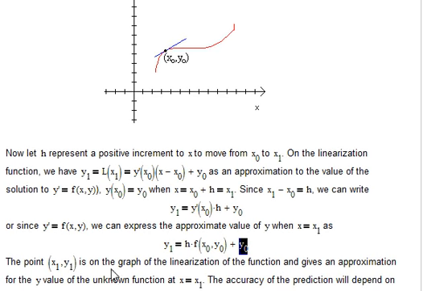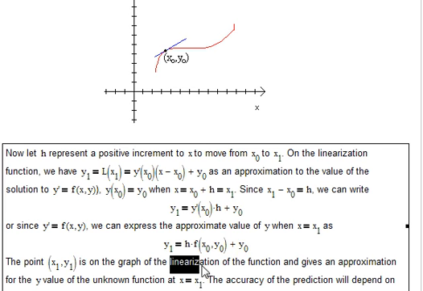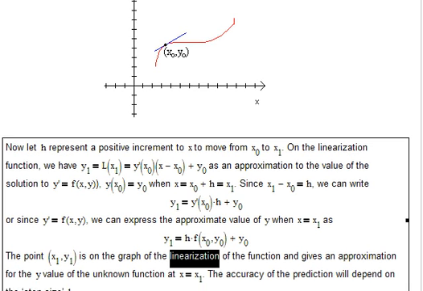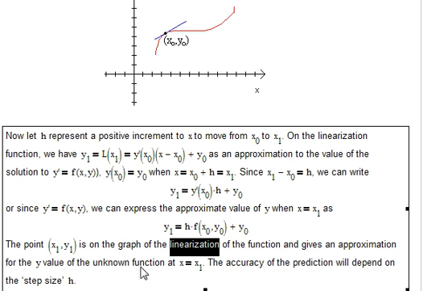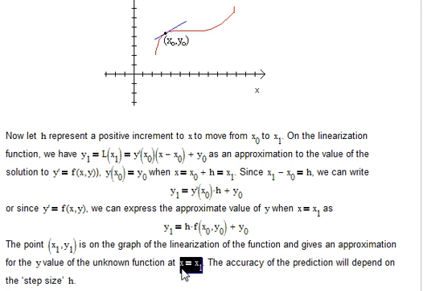So the point x1, y1 is on the graph of the linearization of the function, not necessarily on the graph of the function, but it's a point on the graph of the line we use to approximate the function. And that gives us an approximation for the y value of the unknown function when x equals x sub 1, x sub 1 being one h past x sub 0, right?